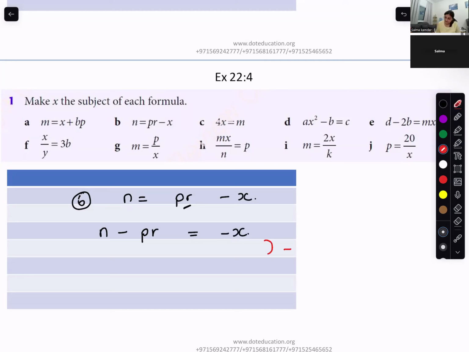I have 4x is equal to m. I don't need this 4. So I will divide both the sides by 4. So x will become m by 4. Let's take the next one.